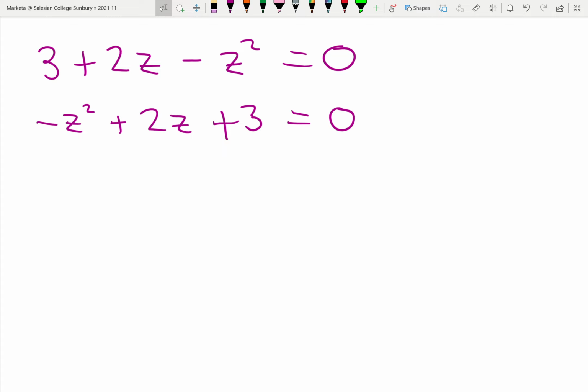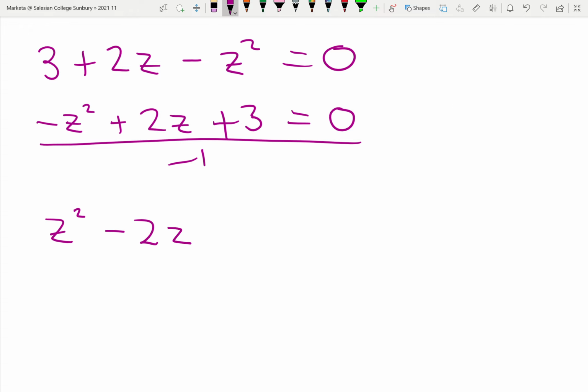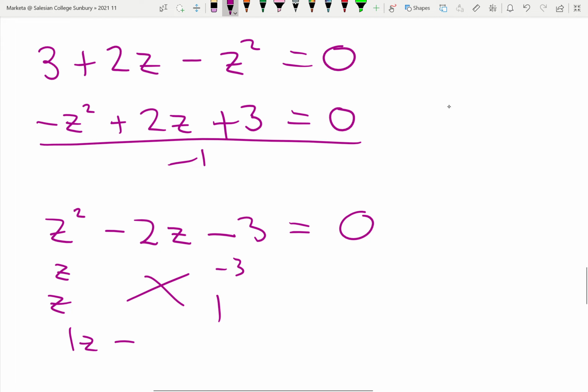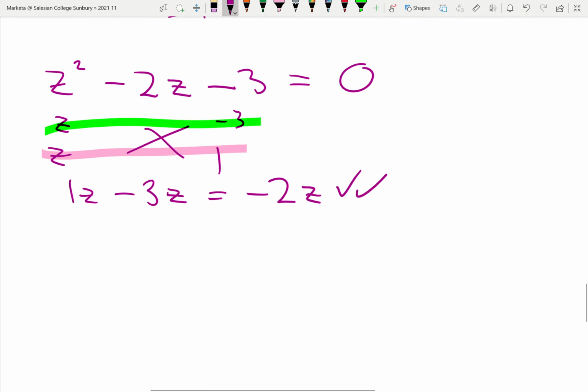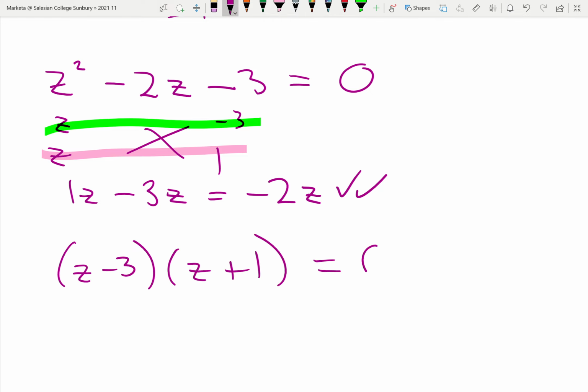Let's divide by negative 1 on everything, because then we can have a positive z squared. 0 divided by negative 1 is still 0. And then I can solve: z times z, and negative 3 times 1. Z times 1 is 1z. Z times negative 3 is negative 3z. And of course that equals negative 2z, which is what we want. So this and this are going into brackets. Let's do that. Z minus 3, Z plus 1 equals 0.